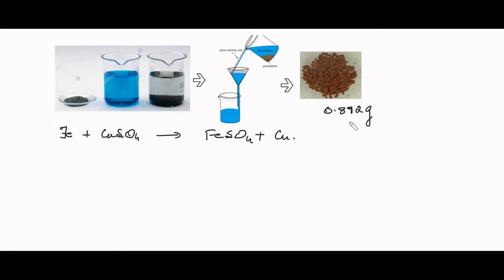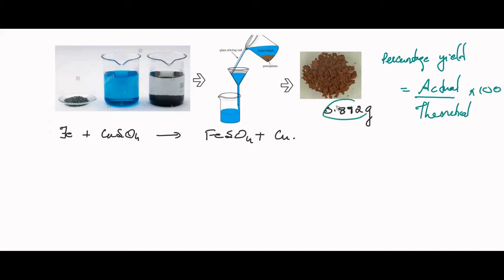For that, we have to depend on the formula. Percentage yield is equal to actual yield over theoretical yield times 100. This is our actual yield. Theoretical yield is still unknown to us. Or in other words, I can just rewrite this as percentage yield is equal to 0.872 over theoretical, we don't know how much it is, times 100. Now let's try solving out how much is the theoretical yield and then come back to this section once again.